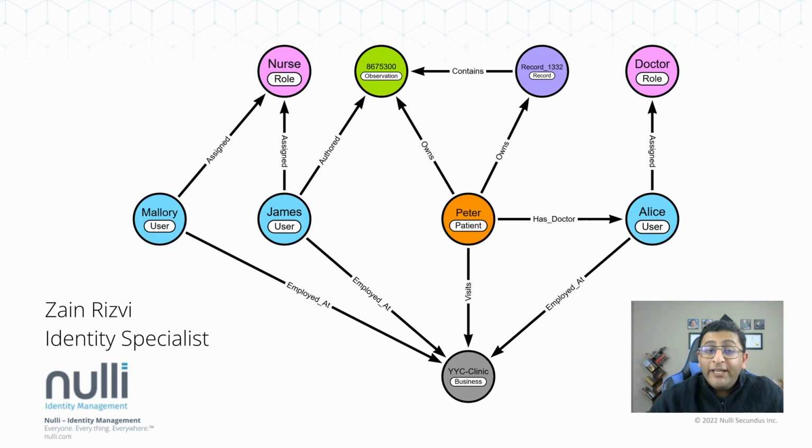Now, if Mallory, another nurse at this clinic, attempts to snoop on Peter's record and observation, she will not be able to do so because she is not the author of the observation, nor is she Peter's doctor. She has no purpose for looking at these resources. Thus, by tracking these relationships in a graph, RelBAC is able to prevent curious users from snooping on data for which they have no legitimate reason.